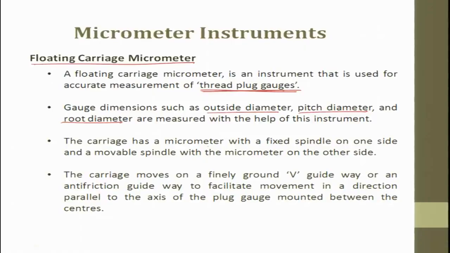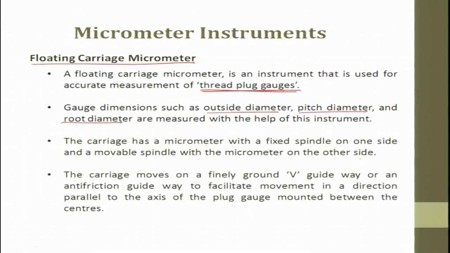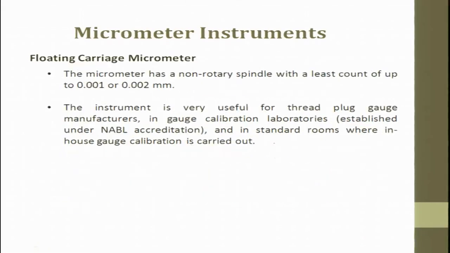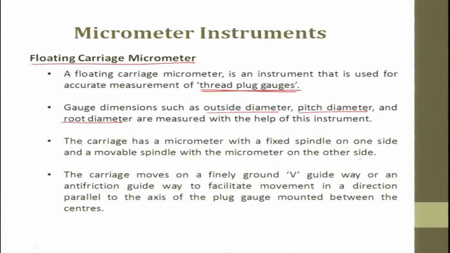The carriage has a micrometer with a fixed spindle on one side and a moving spindle of the micrometer on the other side. So, this is a floating carriage micrometer. The carriage moves on fine ground V guideways or anti-friction guideways to facilitate movement in the direction parallel to the axis of the plug gauge mounted between the centers.